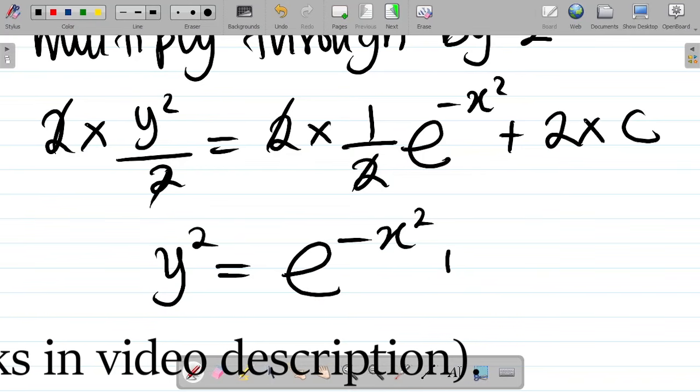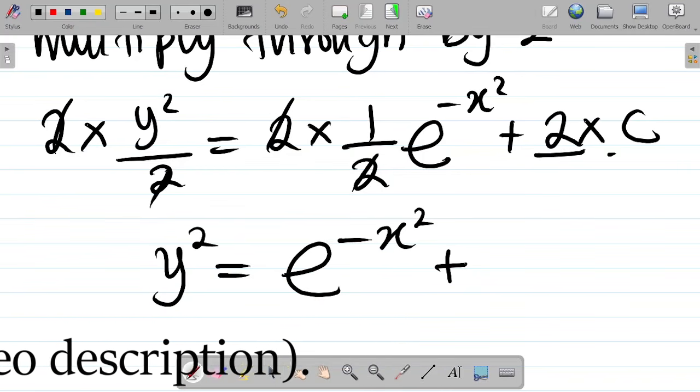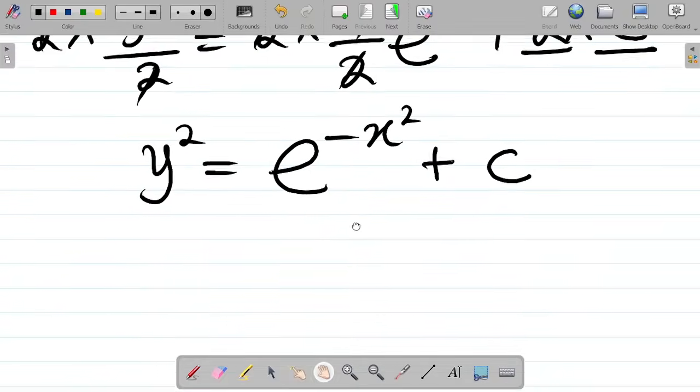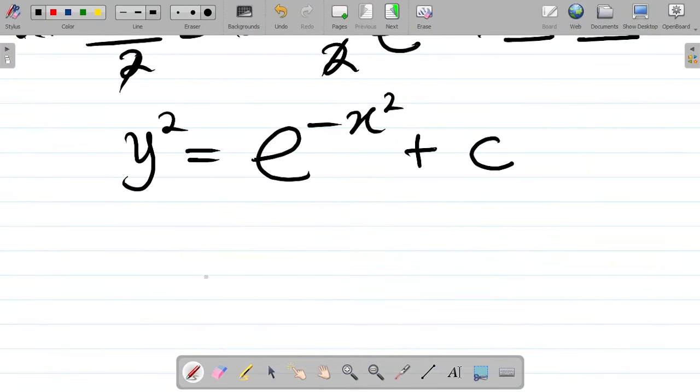x squared plus 2 times a constant. That's a number, still gives you another number, so you can call it c. Alright, this is how we tackle this in differential equation. So 2 times a constant gives you a different number. Let's say 2 times 3 gives you 6. That's still a constant. So we just use c instead. From here, the next thing we'll do is to take the square root.